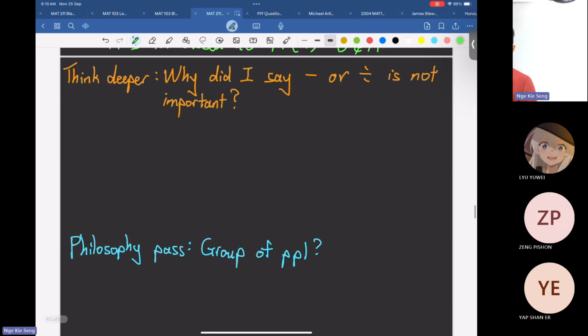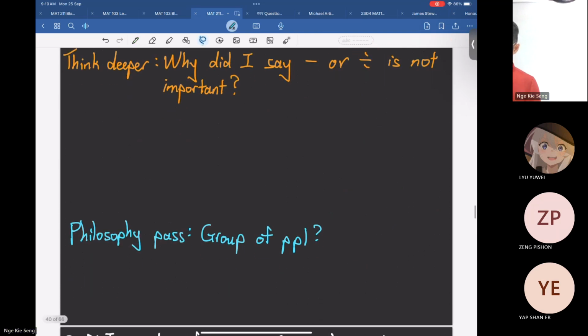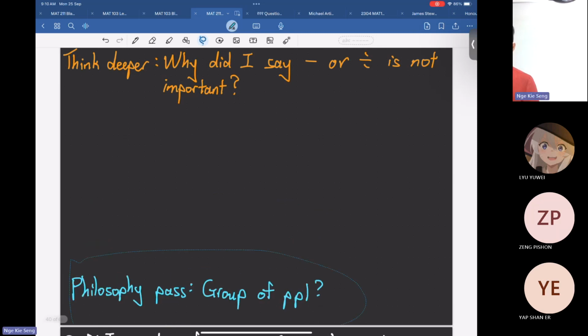A few more. So why did I say that minus or division is not important? Here I want to recall the definition of a group. What's a group? Can anyone tell me what a group is?